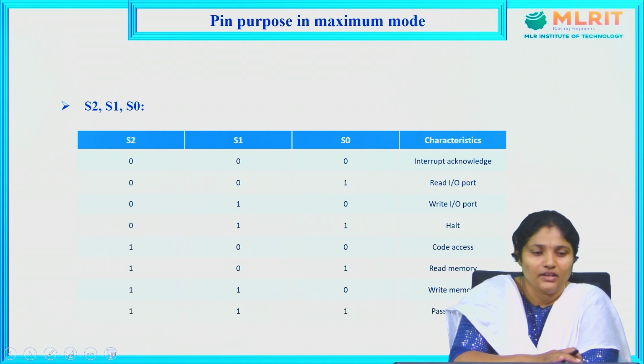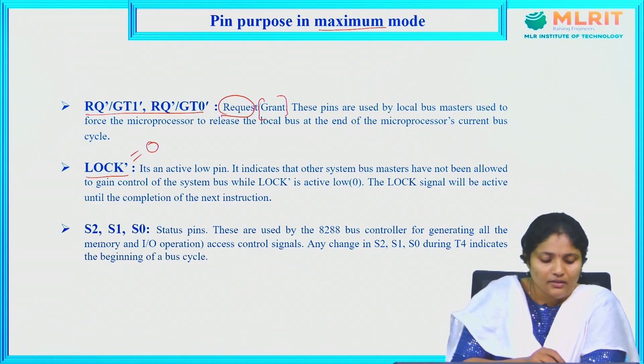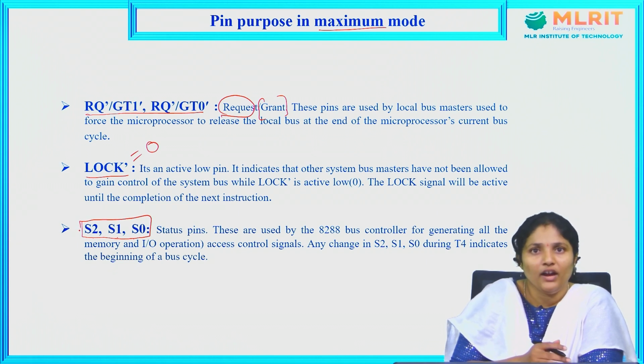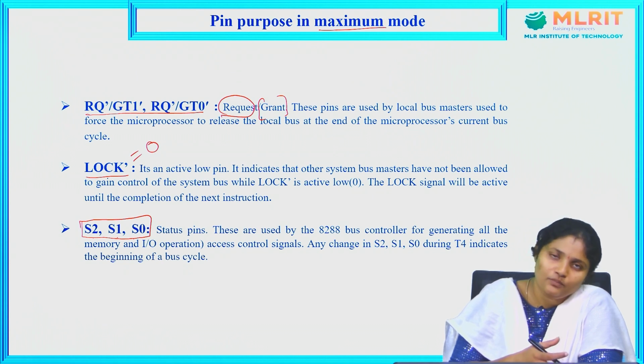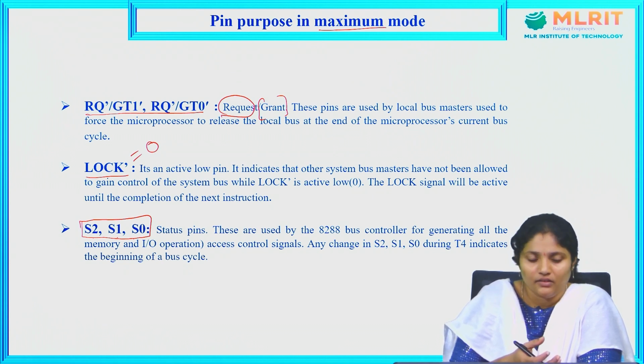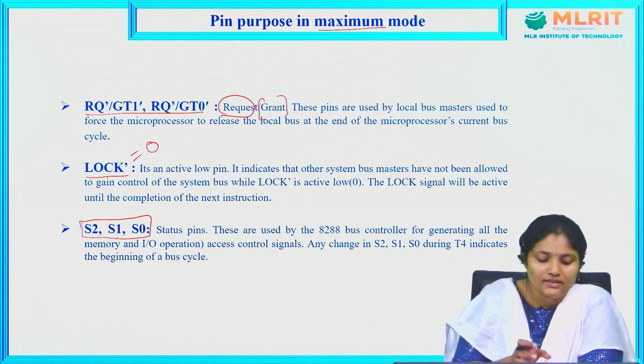Next, coming to the pins S0, S1 and S2. These are the status lines, status pins, which are used by the 8288 bus controller for generating all the memory and input output operations. Whether memory is reading or writing data, or which input output device is giving input or receiving output, this status will be present in S2, S1, S0.